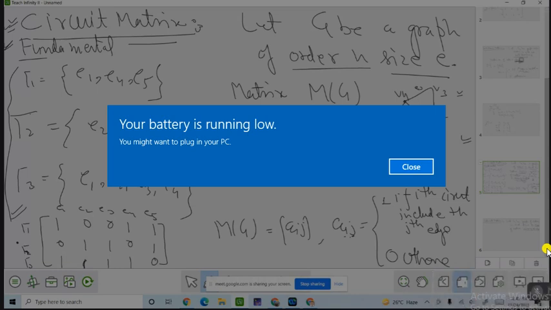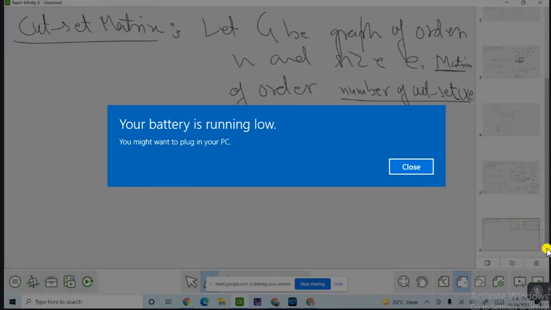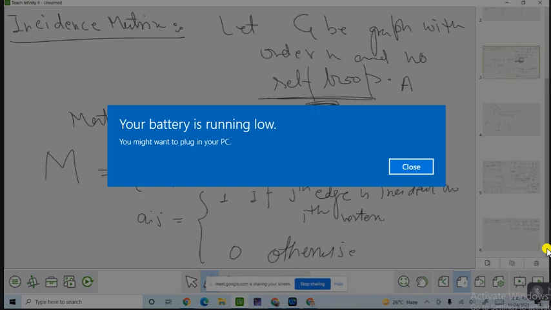We have defined the size of a matrix according to the matrix. In the previous one, I told you circuit, so the order will be the number of circuits into edges. And in this case, in the cut set matrix, the number of cut sets into edges. Okay. And also the incidence matrix, the set of vertices into edges. Clear?